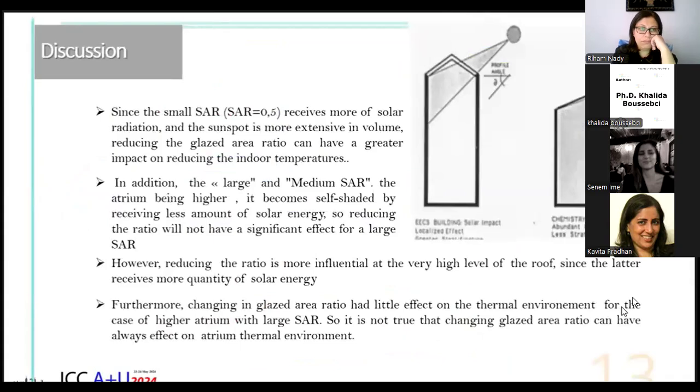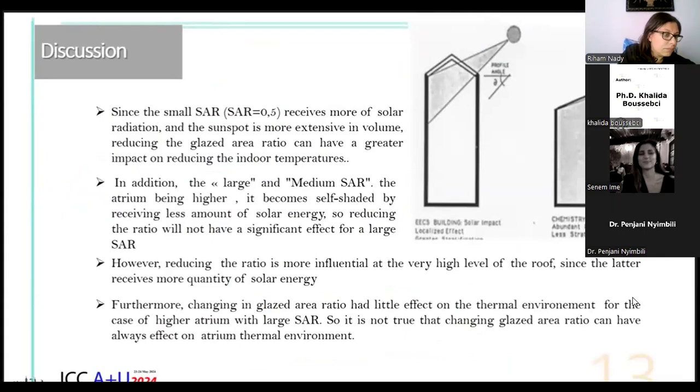This can be justified by the fact that the small SAR receives more solar radiation and the sunspot is more extensive in volume, so reducing the glassed area ratio can have a greater impact on reducing indoor temperatures. In addition, for the large and medium SAR, the atrium being higher becomes self-shaded, receiving less solar energy. So, reducing the ratio will not have significant effects for a large SAR.